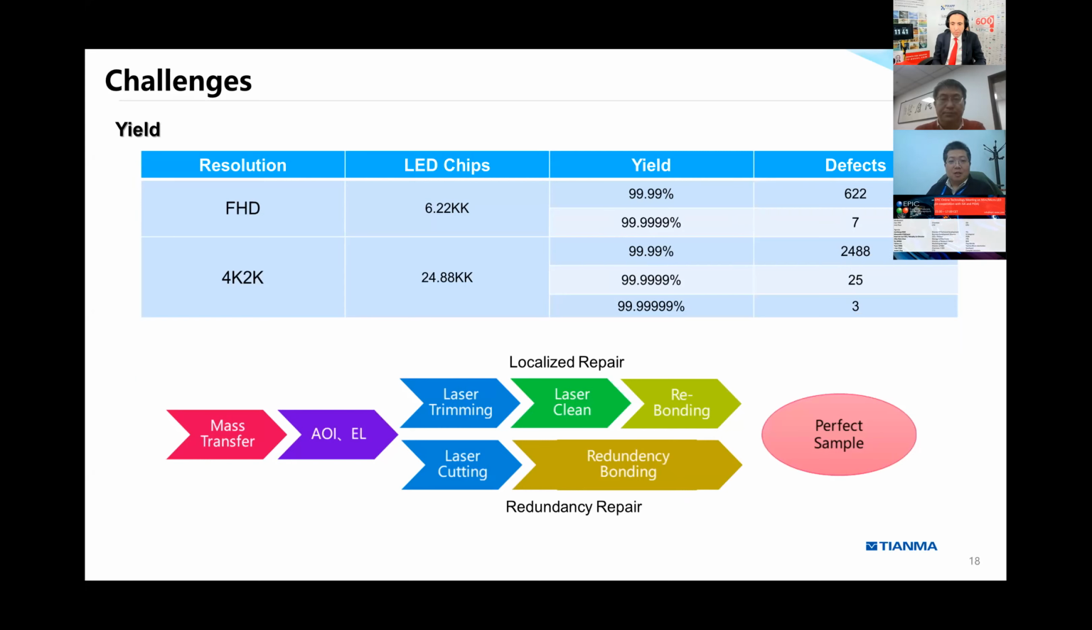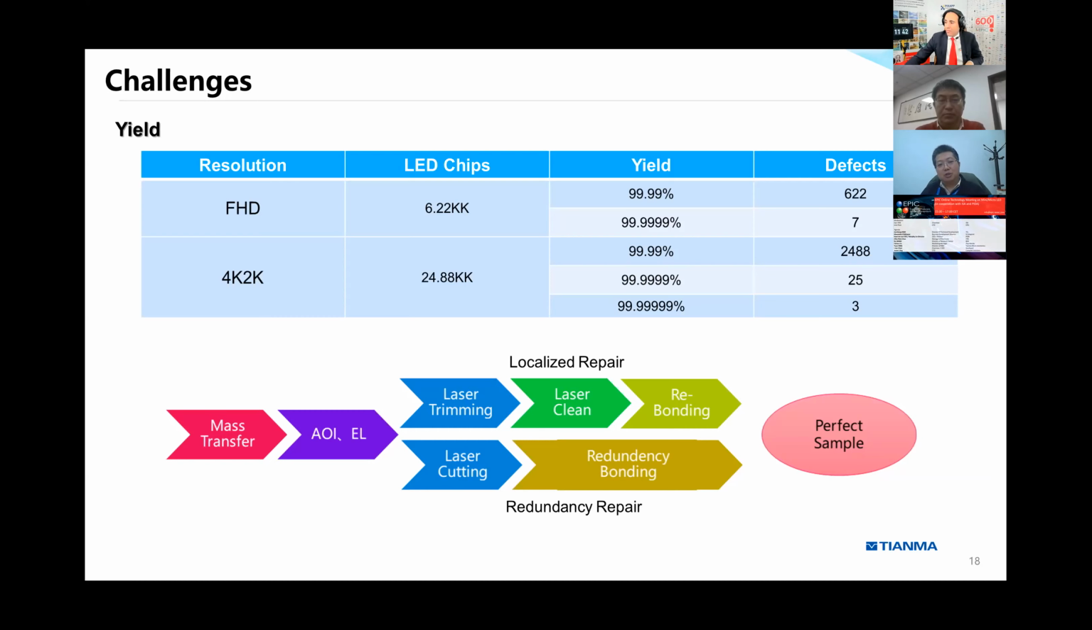Of course, the yield of transfer is very important. For HD resolution, if the yield is 99.99%, there are still over 600 defects. Even if you could achieve 99.9999% yield, there are still 7 defects. To repair, of course, is necessary.